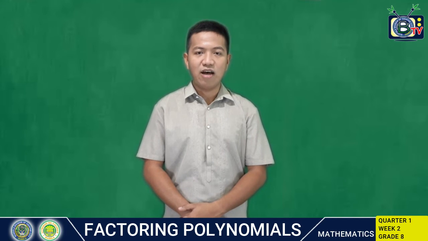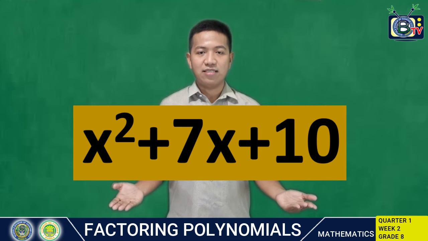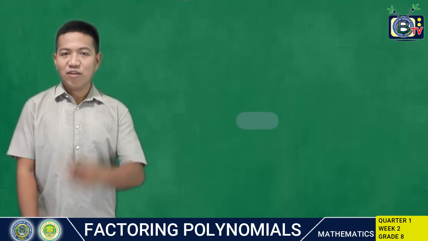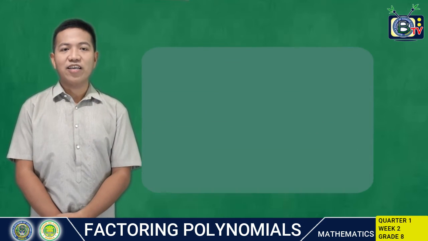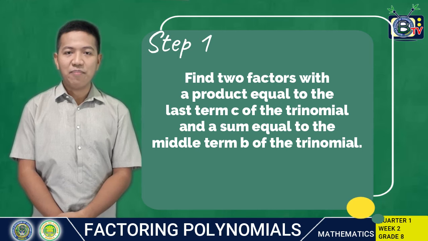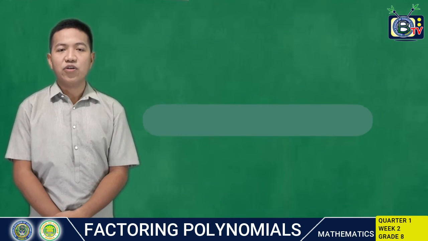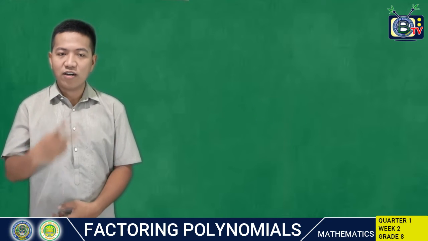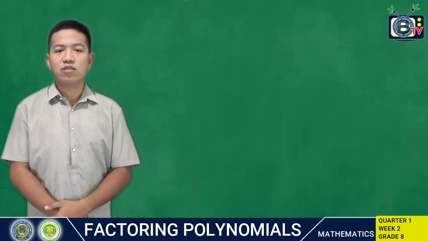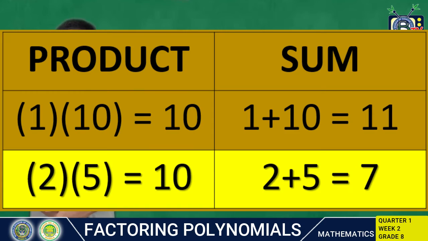Now let's have the first example: factor x squared plus 7x plus 10. Step 1. Find two factors with a product equal to the last term c of the trinomial and the sum equal to the middle term b of the trinomial. Here, you are going to find two factors whose product is 10 or the last term, and whose sum is 7 or the middle term. Refer to the illustration.